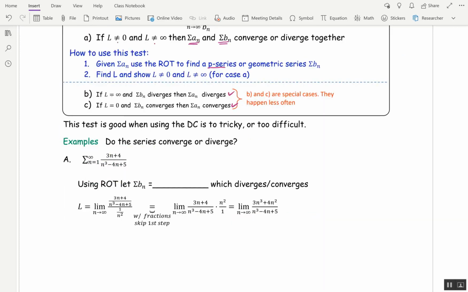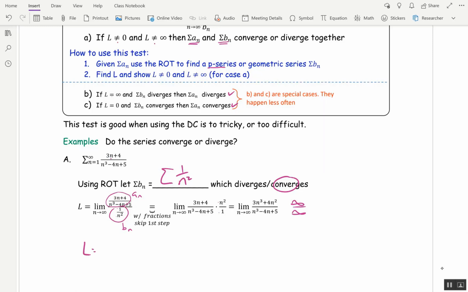Let's do an example. So let's use a rule of thumb to decide what we think it does. Highest power on the top is n, highest power on the bottom, n cubed. So that looks like 1 over n squared, which converges. We haven't proven anything yet. So usually you're going to be dividing a fraction. These are your ANs. You're dividing by your BNs. These are usually going to be fractions, and so I always skip this step, and you're welcome to skip it too. I jump straight to multiplying an by the reciprocal of the bn. So instead of dividing by 1 over n squared, I multiply by n squared over 1. And this is L, and so that gives me this, which is infinity over infinity.